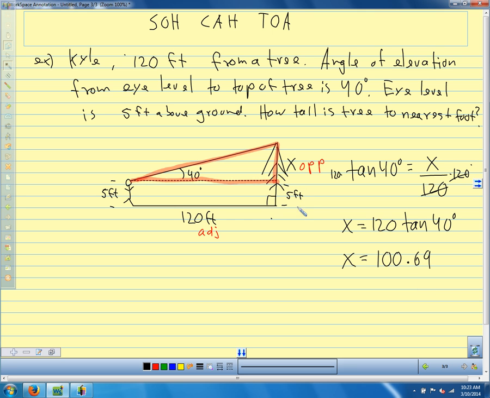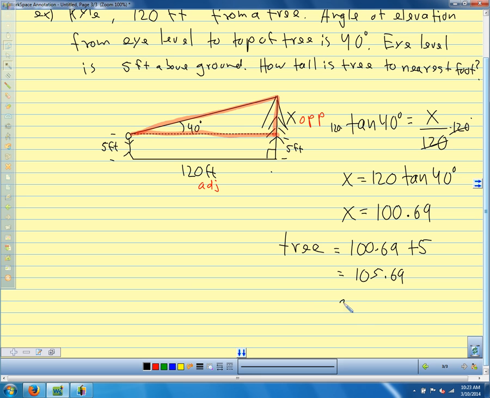And we decided we had to add 5 feet to get the height of the tree. So the tree equals 100.69 plus 5. 105.69. And the problem says round to the nearest foot. So the tree, for my answer, I'm going to write, how am I going to round this to the nearest foot? 106.